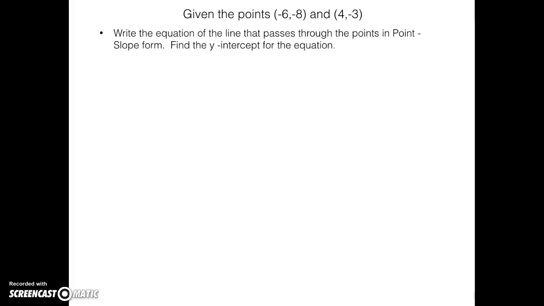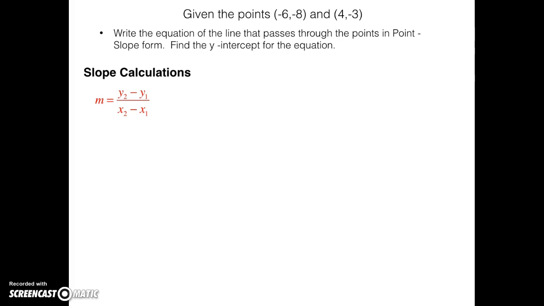Given the points negative 6, negative 8, and 4, negative 3, write the equation of the line that passes through the points in point-slope form. Find the y-intercept for the equation. Slope calculation.